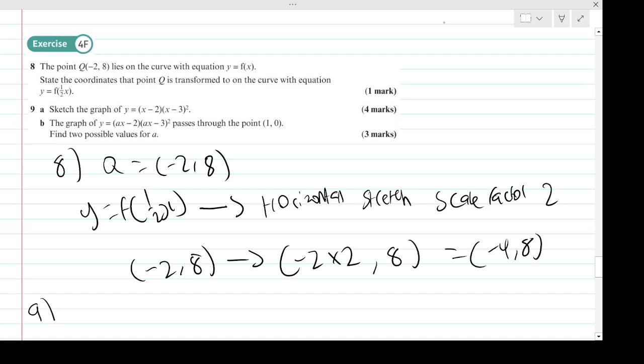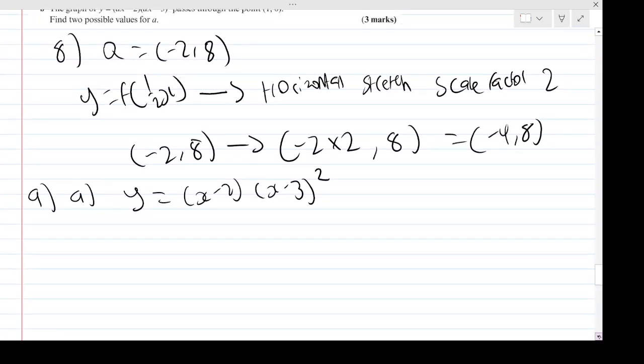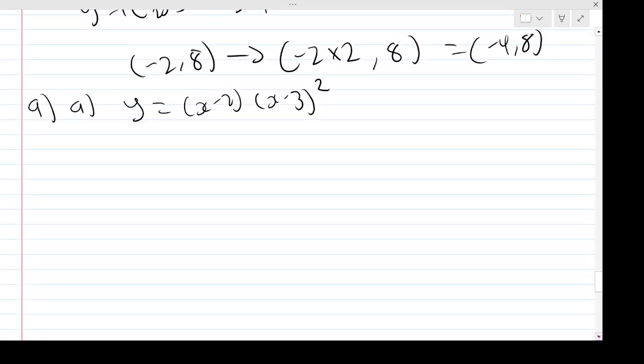Cool. Question 9, Part A. It's asking us to sketch y is x minus 2, x minus 3 all squared. So that's going to be a cubic, and again we should know how to deal with cubics. So firstly, what type of cubic graph? Is it that sort of shape, or is it going to be that sort of shape, positive, negative? Well, let's look at the x cubed part. So how do we get x cubed? We do x times x squared, because it's the same bracket twice. So that would give me positive x cubed, so have that sort of shape.